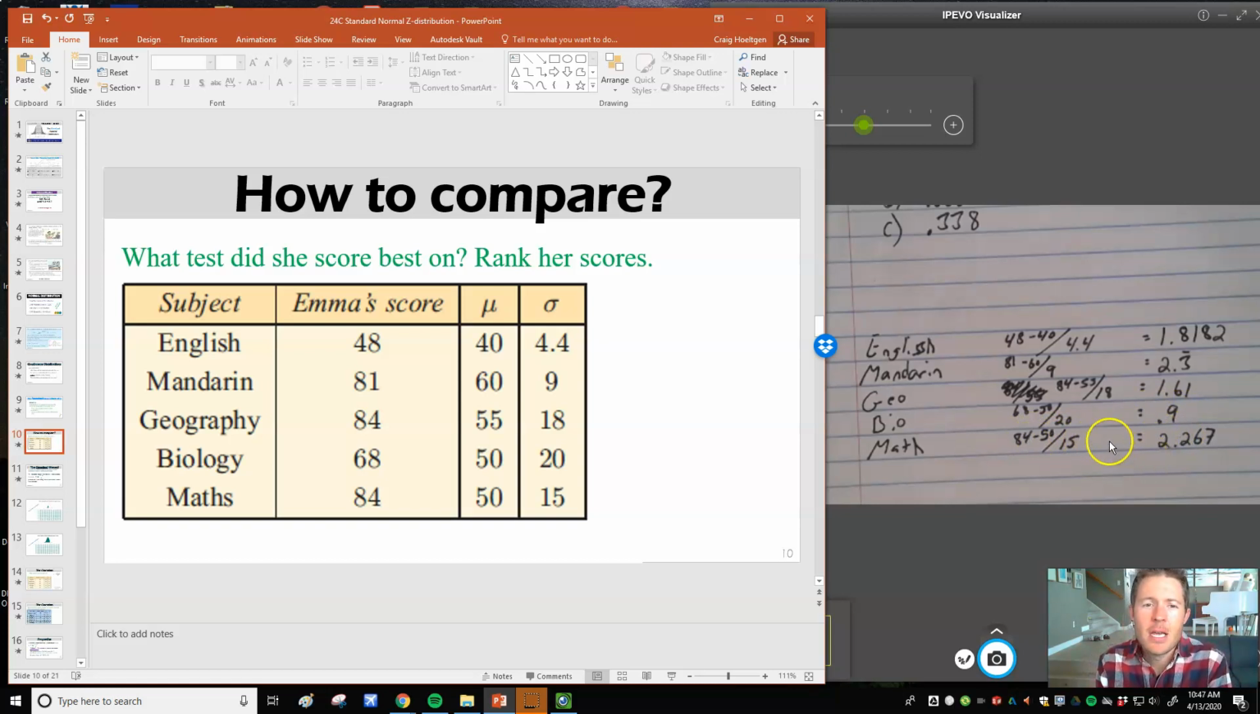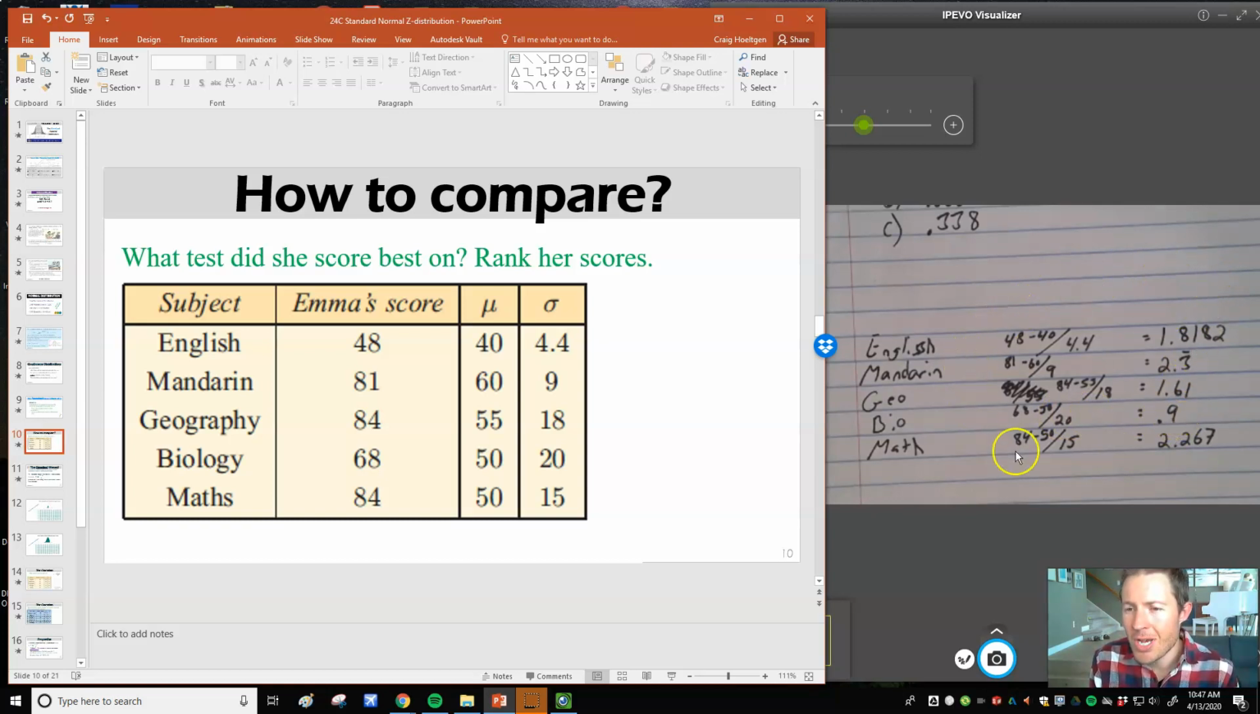So from looking at this, if we were to go back to the question of ranking her scores, it looks like she actually scored best, the most significant, on her Mandarin test because she's the most number of standard deviations above the mean. Her second best test was actually math, it looks like. She scored 2.267 standard deviations above the mean. While in biology, she still scored really well, above the mean, which is fantastic. Technically, that's her lowest rank, because when we divide by this huge standard deviation of 20, we get 0.9. So she's only 0.9 standard deviations above the mean.